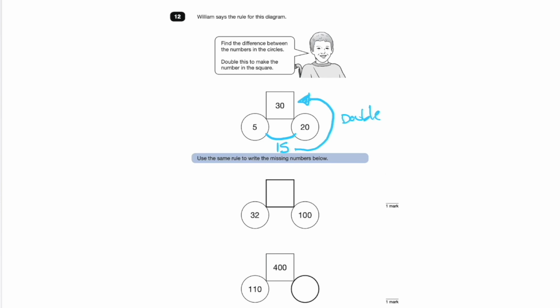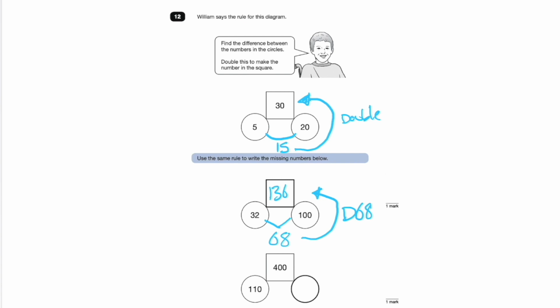That makes sense that that would then be 30. So let's use the same rule to work out these questions below. What's the difference between 32 and 100? Well, I know it's 68 just off the top of my head, but if you wanted to use column subtraction, you could do 100 subtract 32. But then it says I need to double my 68, and doubling 68 gives me 136. Again, you could times that by 2 or add two 68s together if you wanted to.